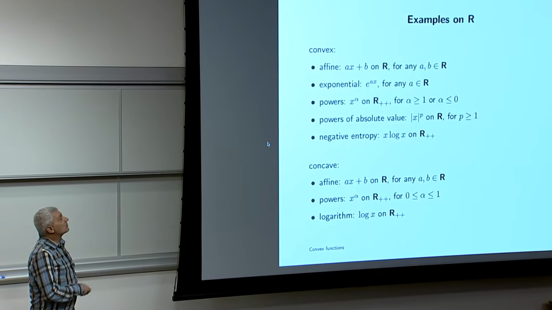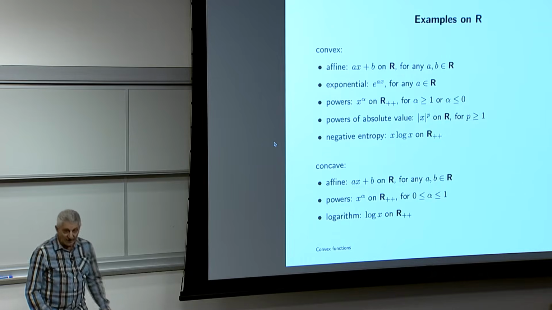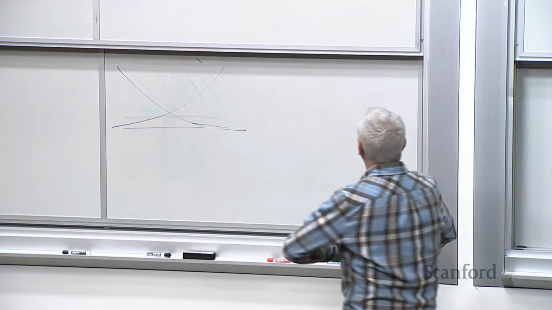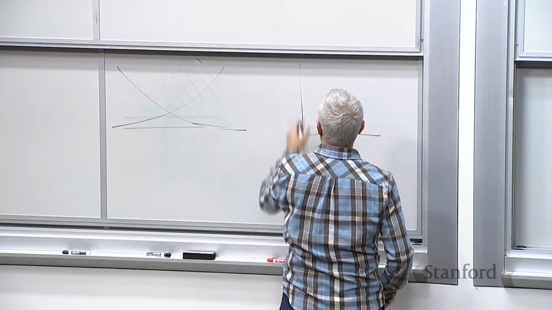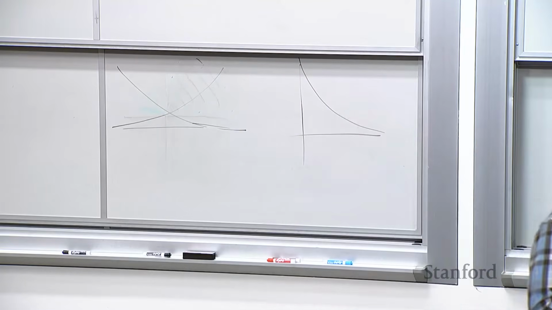Powers. Well, a power bigger than one works. And then powers that are negative work too, right? Because a power that's negative might look like this. Here's 1 over x, and it goes like that, okay? And that's going to be convex.